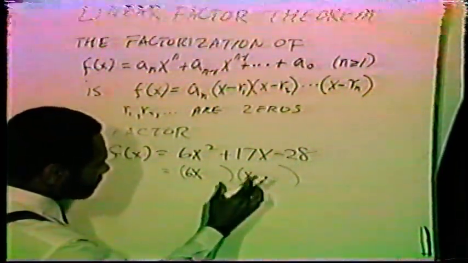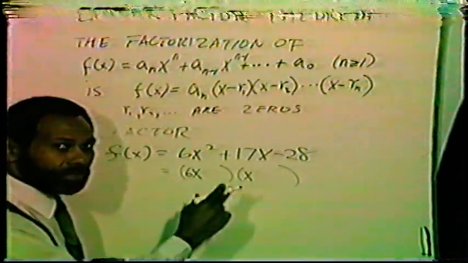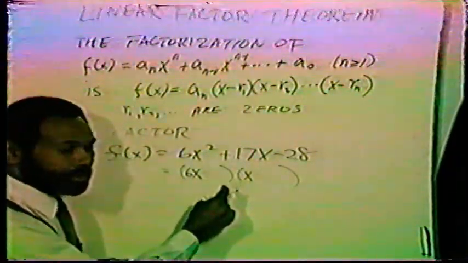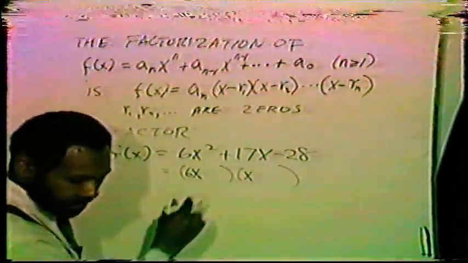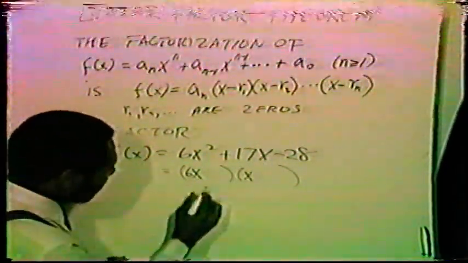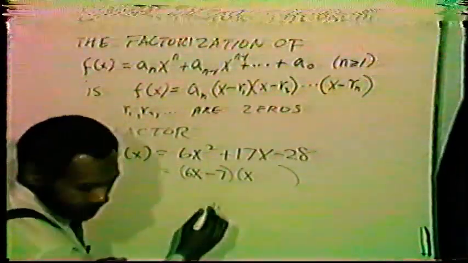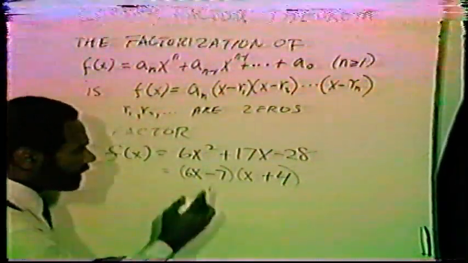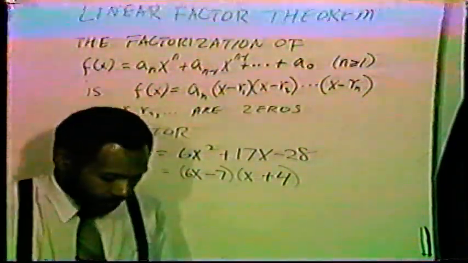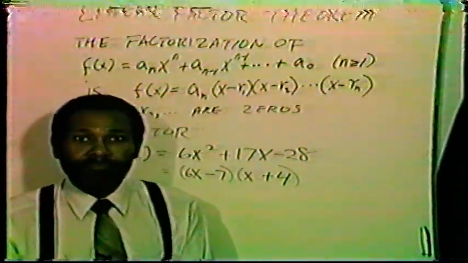That would give us 6x squared. When we multiply the last two numbers together, we have to get a negative 28. And then, of course, you remember from the FOIL method, you multiply the inside two and the outside two and add those together, and you have to get the middle term here. So we have to have negative 7 here and positive 4 there. That would be the factorization using the usual methods of factoring.